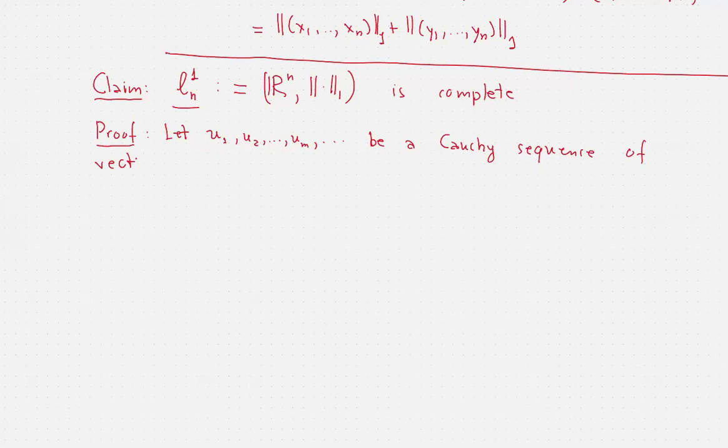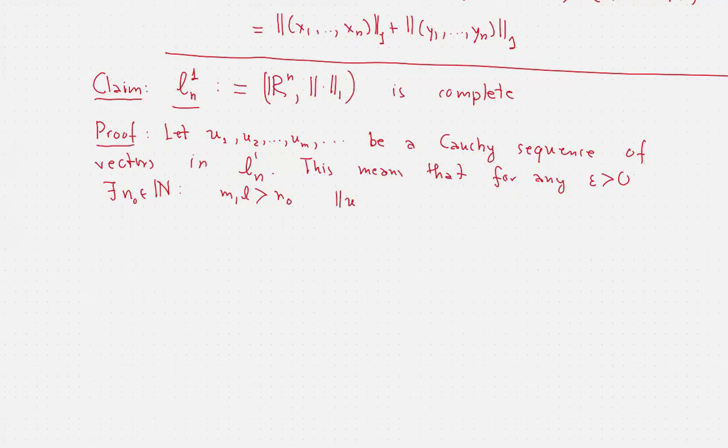That means that for any epsilon greater than 0, there exists n naught in N, such that if m, l are greater than n naught, then the norm of um minus ul is less than epsilon.